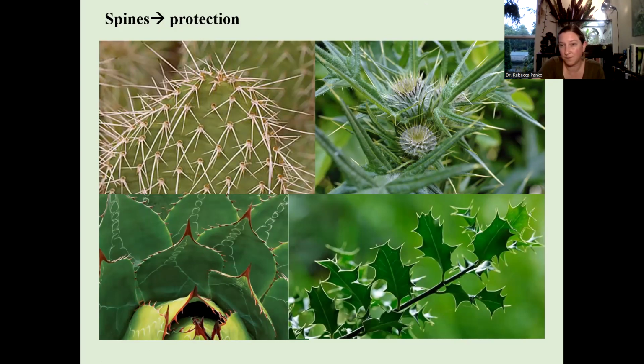Spines serve as protection. Yeah, see, Crystal has two succulents, see?